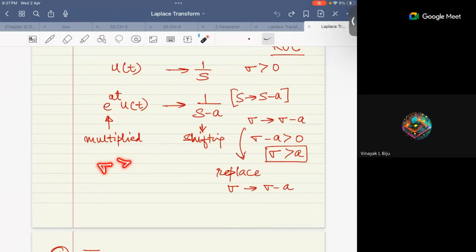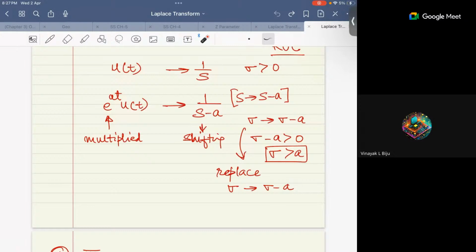Earlier sigma was greater than 0. Now it will be sigma minus a greater than 0. So that means sigma greater than a. Correct? Whether you do it with the basic formula or you use the property, you'll be getting the same Laplace transform, and the ROC value is also the same.